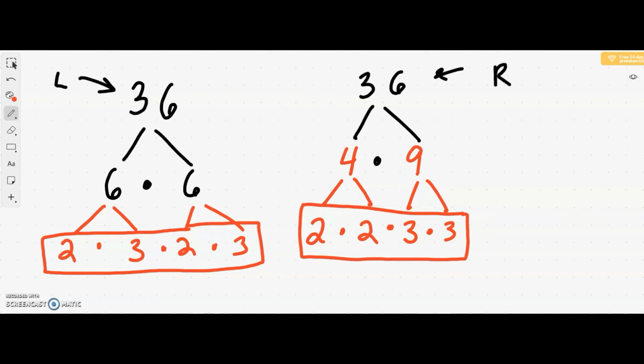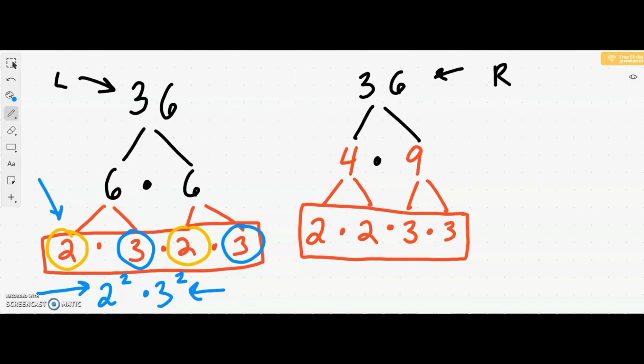Now, how to write this as an exponent is real simple. I'm going to take out my yellow highlighter and look at the 2s. How many 2s do we have? 2. So I'm going to write my answer as 2 to the second power times, well, how many 3s? 2 3s. 3 to the second power. This is what I'm going to need for you to give me on a test. I'll accept it in exponential form.